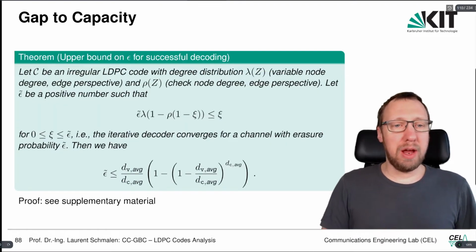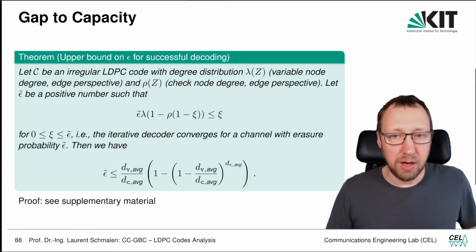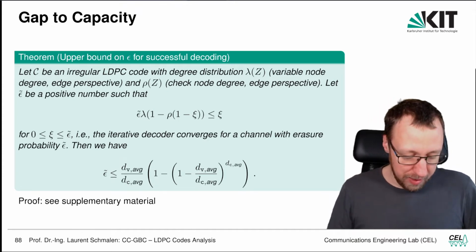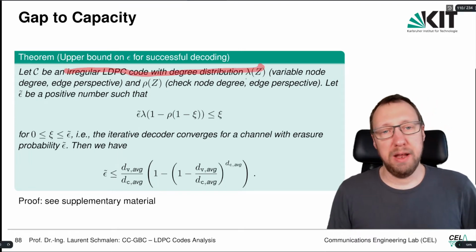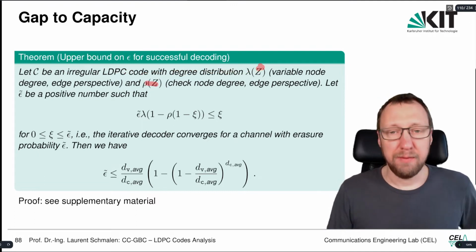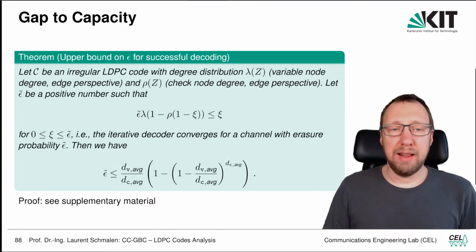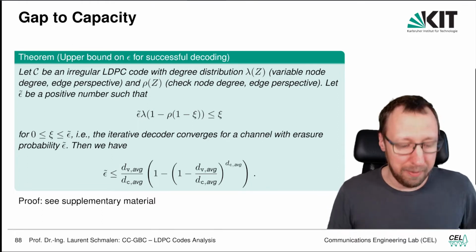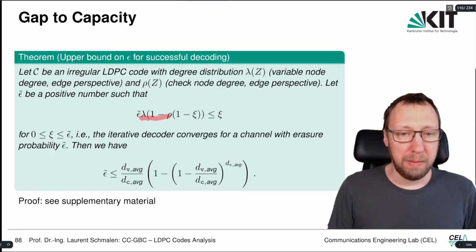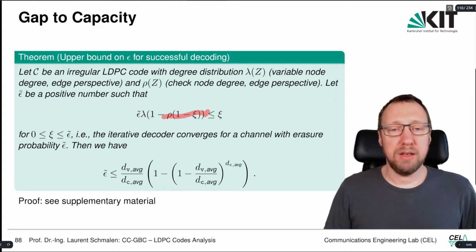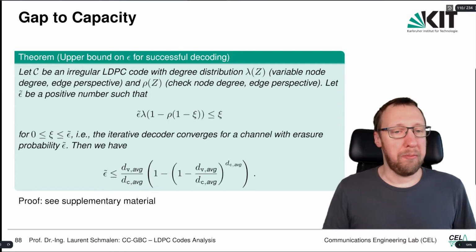So the first thing we are looking at is the so-called gap to capacity theorem. So the theorem says the following. We have an irregular LDPC code that has degree distribution specified by lambda offset and rho offset. These are the degree distributions from an edge perspective. And then we say we have a positive number epsilon tilde such that epsilon tilde times lambda of 1 minus rho of 1 minus xi is smaller or equal than xi for any xi between 0 and epsilon tilde.